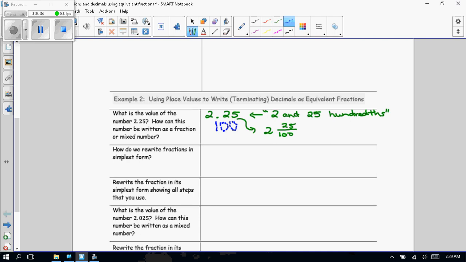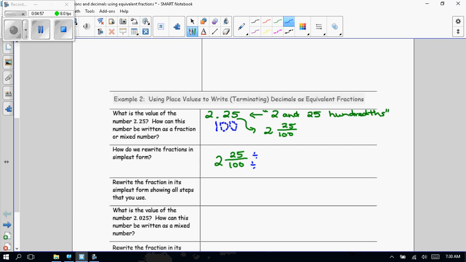It doesn't say to do it, but it says to do it in the next problem. So let's just rewrite it down here: 2 and 25 hundredths. Ask yourself, what goes into both 25 and 100? Should be, hopefully, evident to you. I can divide both the top and the bottom, because what you do to one part, you have to do to the other part.